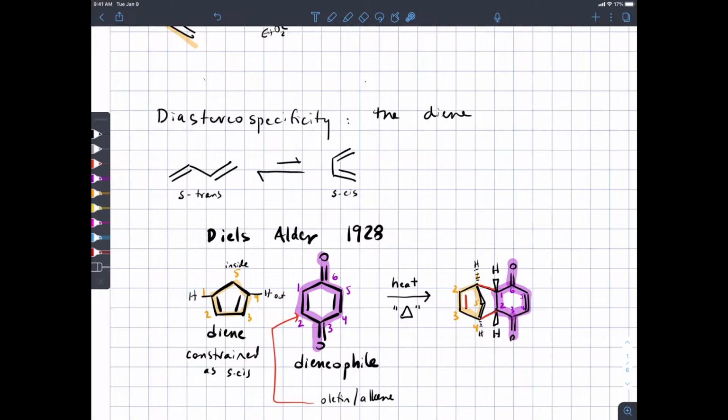The s-cis conformation is less stable than the s-trans conformation because of steric repulsion between these two hydrogens that are pointing sort of to the inside of the s-cis conformation of the diene. The s-trans conformation is more stable because it doesn't have that steric clash. However, the diene must be in the s-cis conformation to participate in the Diels-Alder reaction, because that's the conformation that gets orange carbons 1 and 4 on the same side of the molecule.